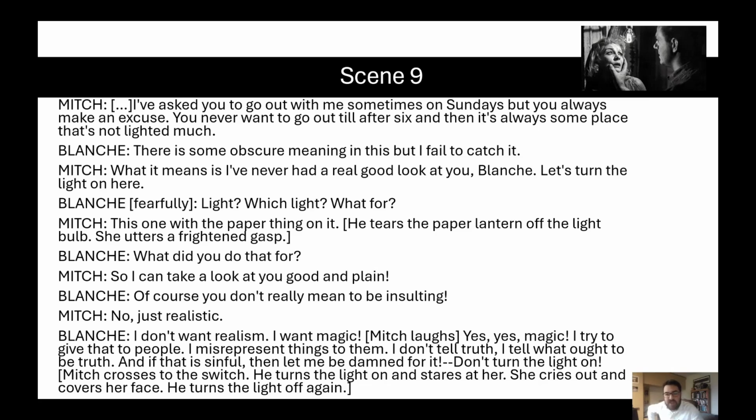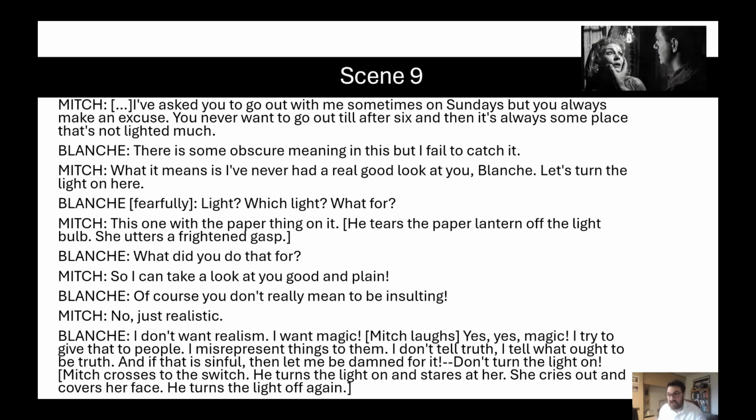"Blanche, let's turn the light on here." Now notice the stage directions: fearfully. "Light, which light, what for?" "This one with the paper thing on it." Now, not too long ago, we mentioned how Mitch assisted Blanche in putting up the paper lantern and did so gladly. He wanted to please her.